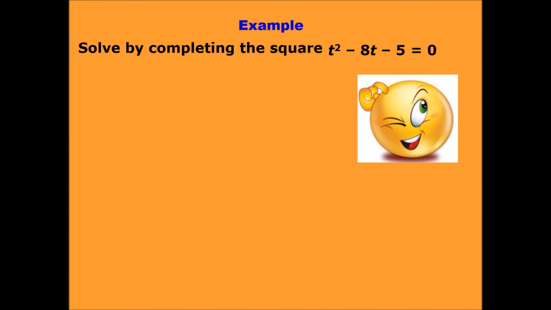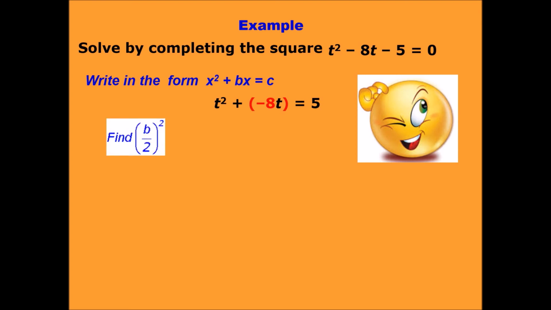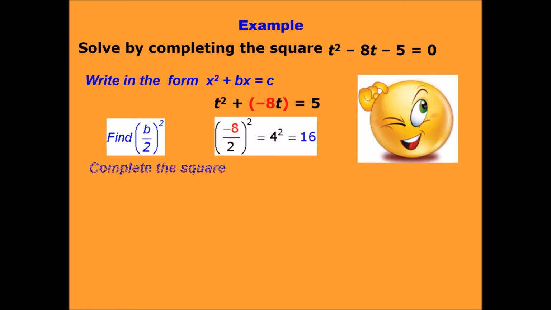Solve by the method of completion of square: t power 2 minus 8t minus 5 is equal to 0. Write it in the form of x power 2 plus bx is equal to c. So take that minus 5 to the other side. That will be plus 5. So here b is minus 8. So minus 8 divided by 2 is minus 4, and 4 power 2 is 16. So we have to add this 16 on both sides of the equation. t power 2 plus minus 8 into t is equal to 5. So this side plus 16 and the other side plus 16.